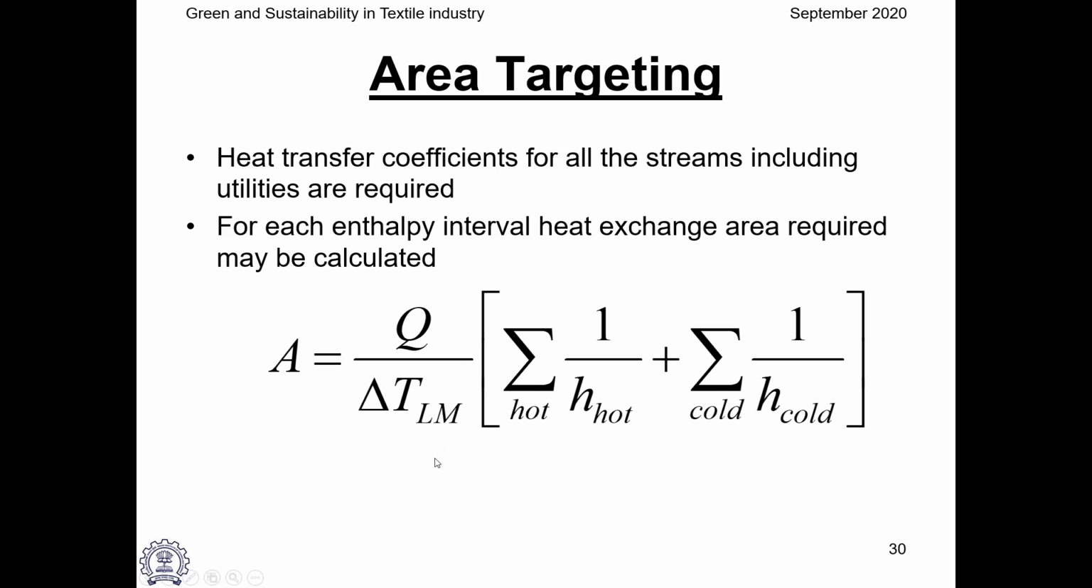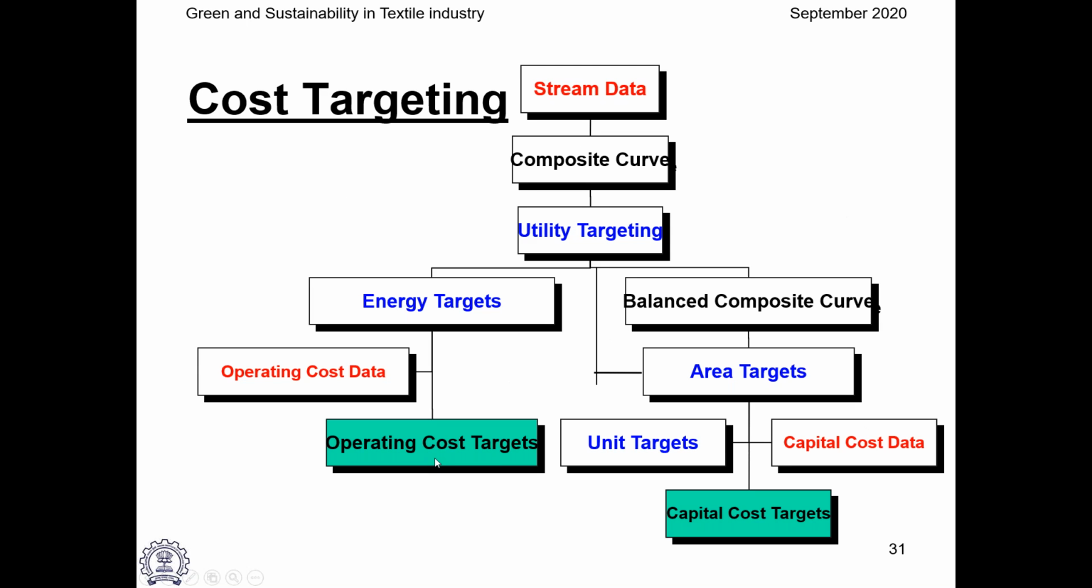So in some sense, we can start with the stream data. We can do composite curves. We can do energy targets. From these energy and utility targets, we can get operating cost. We can do something like area and the unit, or heat exchanger number targets, and from there we can get the capital cost. And we can add them, and we can say that this is our total annualized cost.